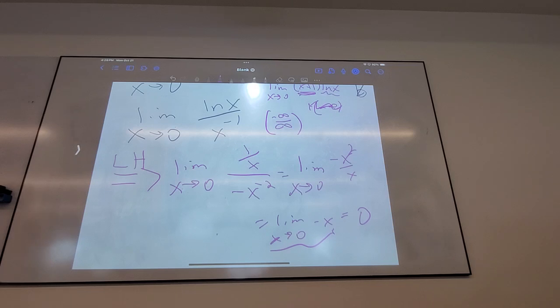Could I use L'Hopital's rule here? No. Two things. Why would you? Because it isn't indeterminate and it's not a ratio. So be really, really careful.